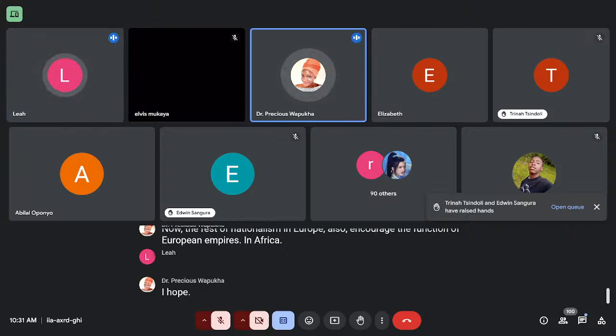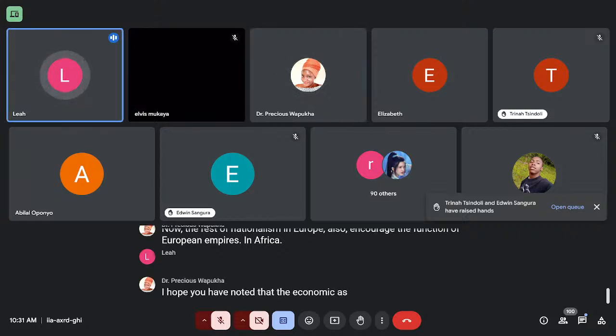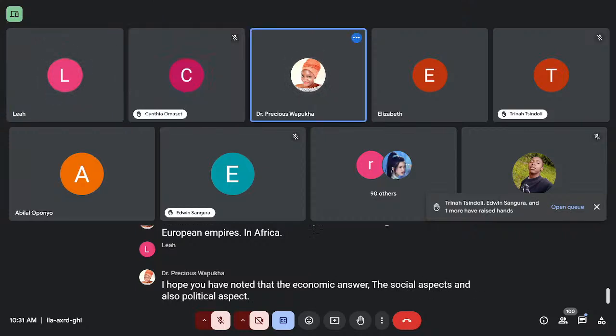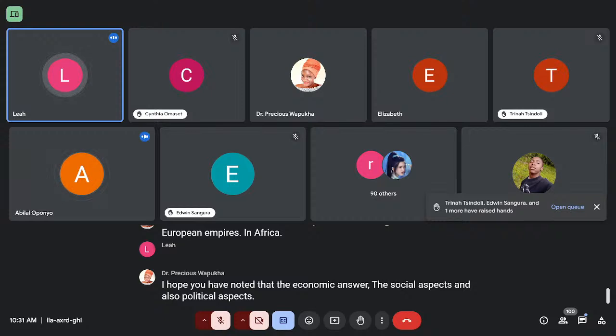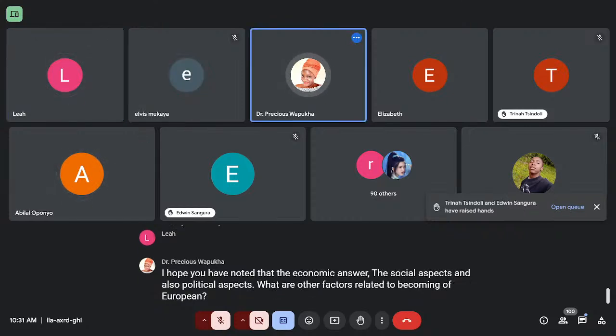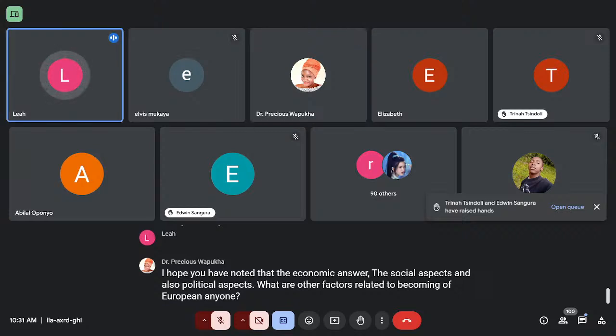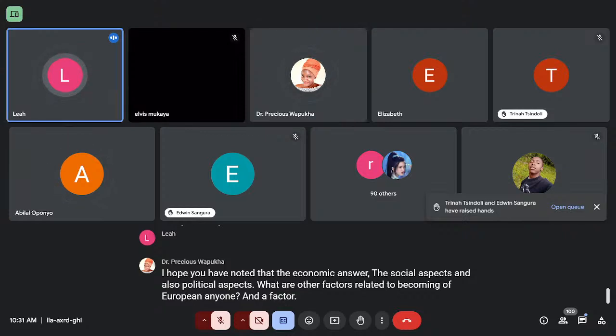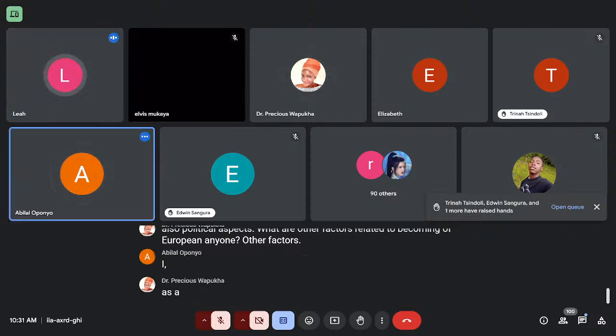I hope you have noted the economic aspect, the social aspect, and also the political aspect. What are the other factors that led to the coming of Europeans? Anyone? Other factors?